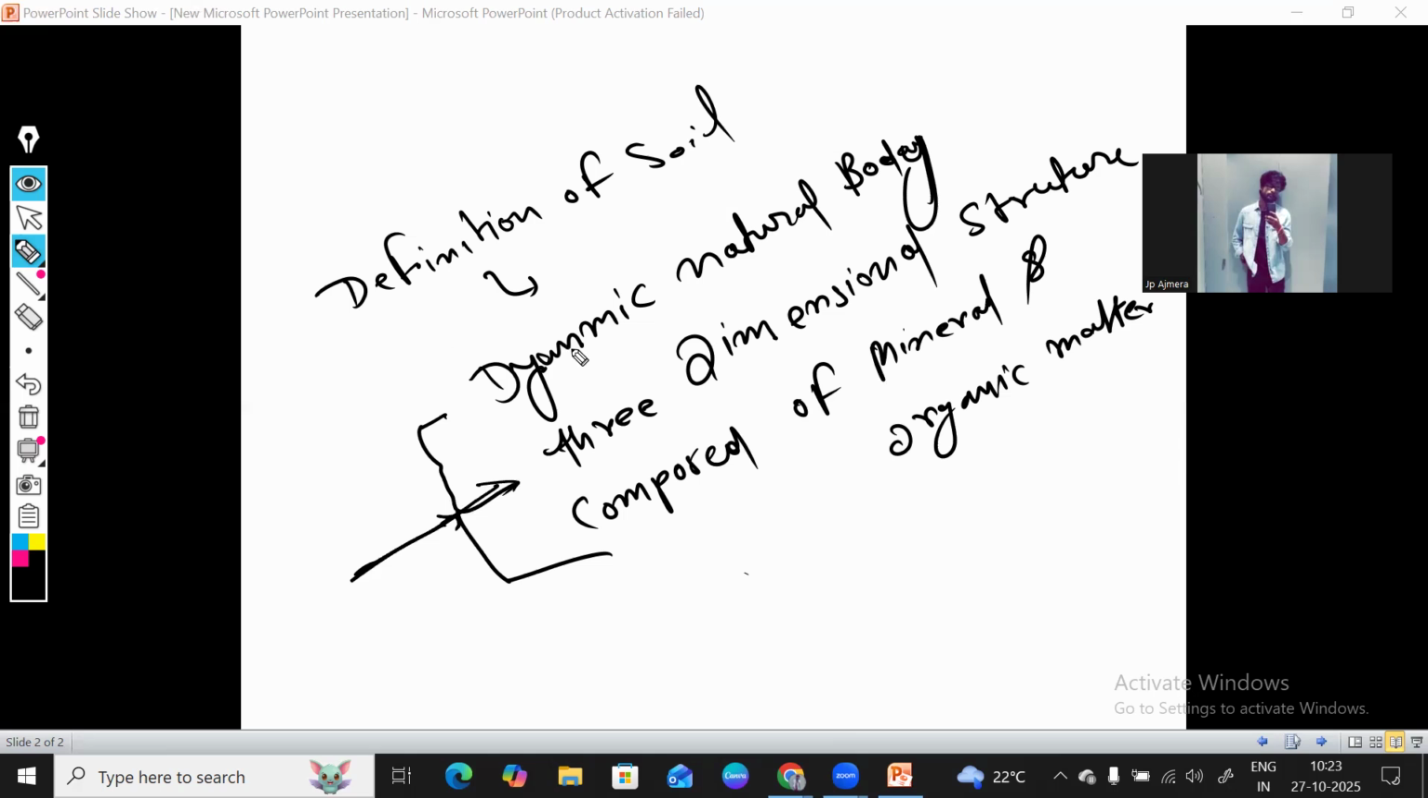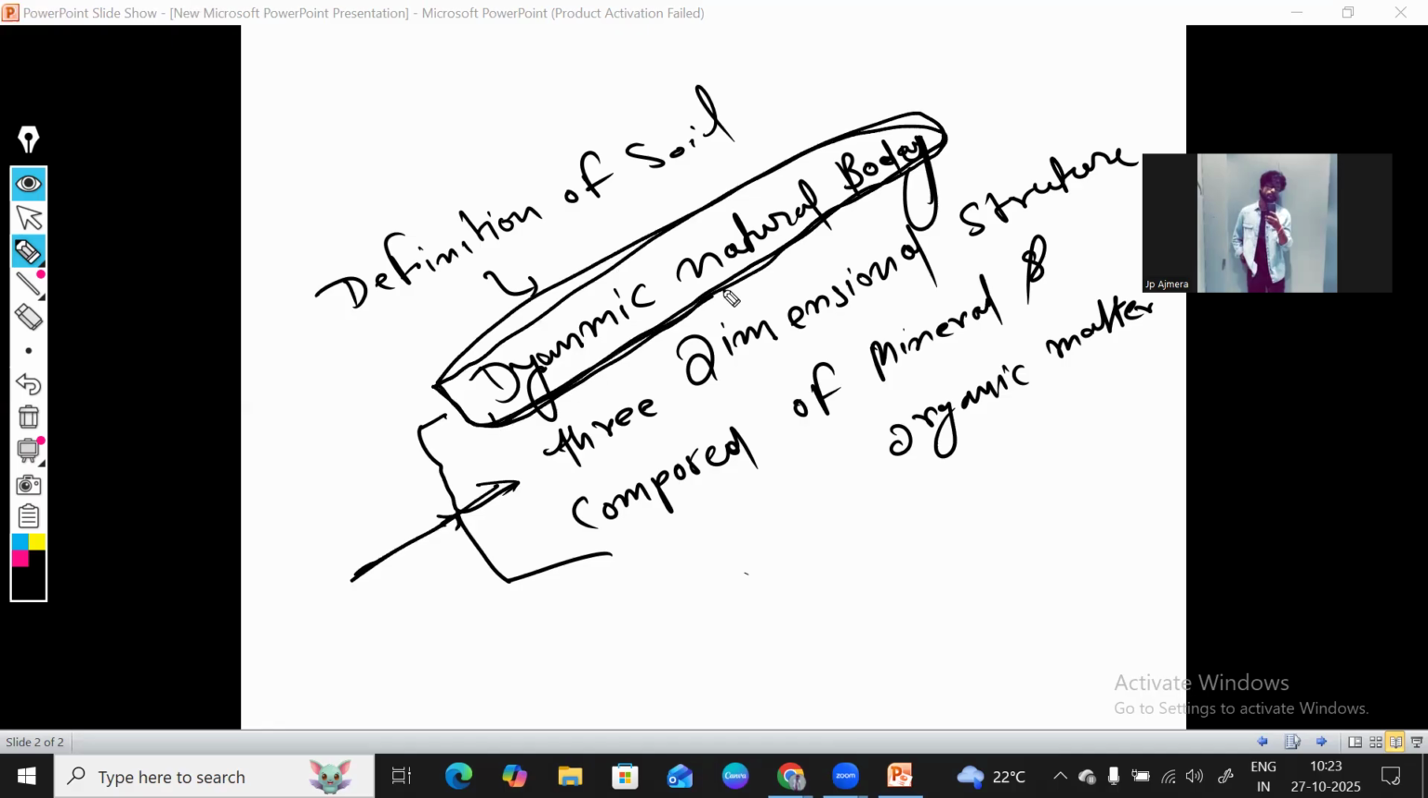So what is soil? Soil is a natural, dynamic body. That means it has been changing over a long time. It is not fixed, like it is this way today and tomorrow it won't be. It will take a longer time, but it will definitely change with time. So, a dynamic natural body changes with time.